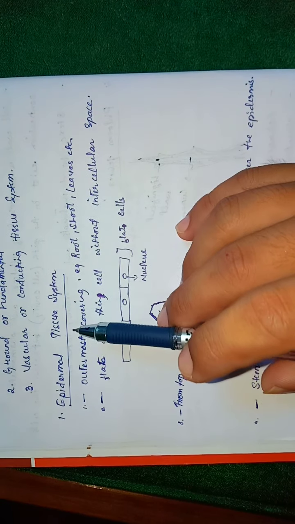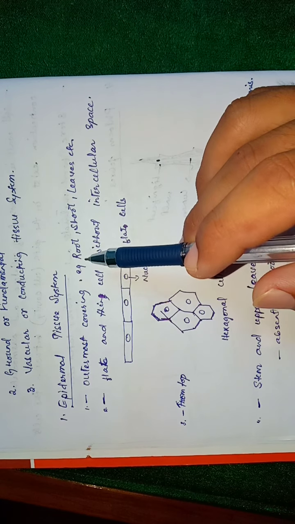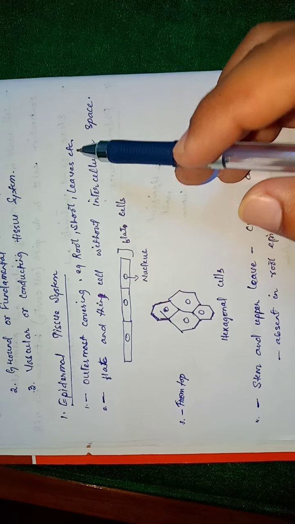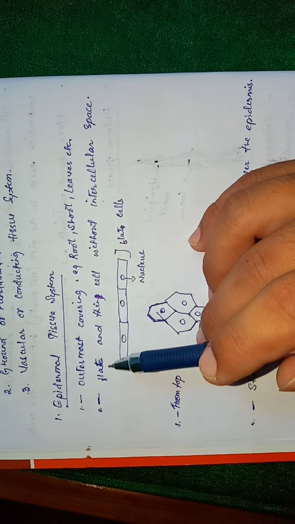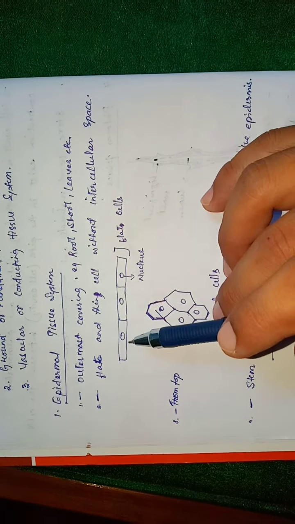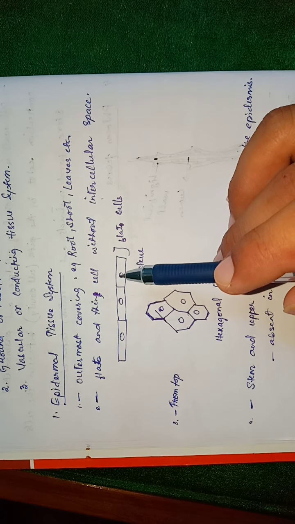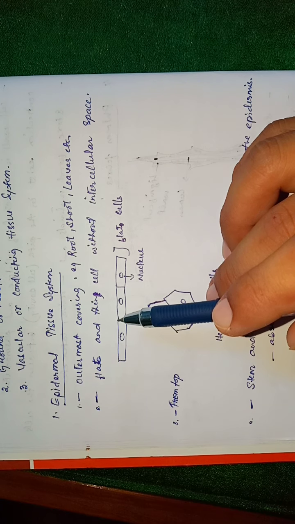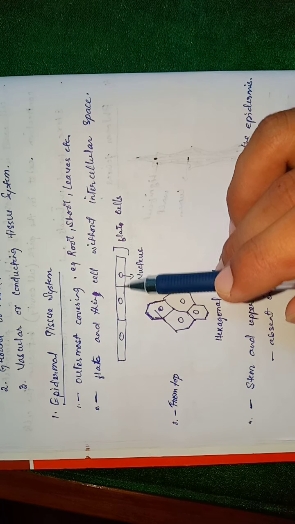The epidermal tissue system forms the outermost covering of the whole plant body, that is root, shoot, leaves, etc. The cells of the epidermis are flat and thin cells without intercellular space. So the epidermis appears in this form, having flat cells, attached end to end with each other and having a large nucleus.